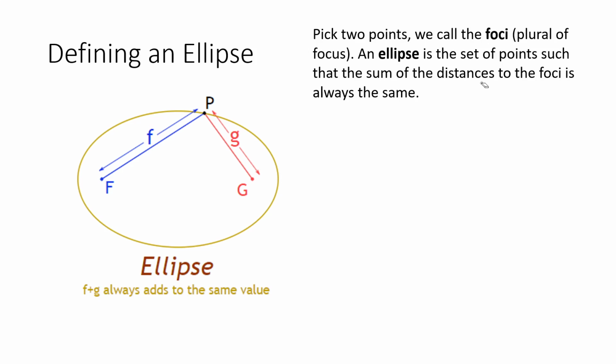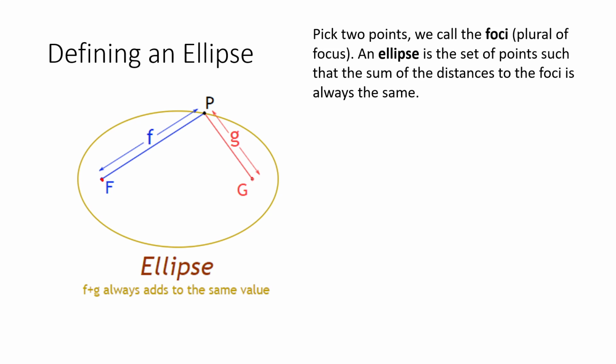The definition of an ellipse. So the definition of a circle is all the points that are the same distance from a center. We call that distance the radius. An ellipse is a little bit different. So what we do is we pick two points.